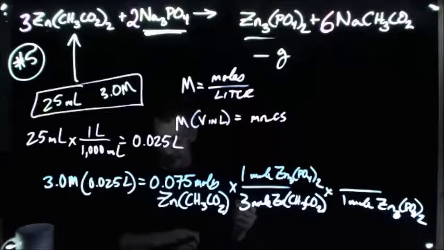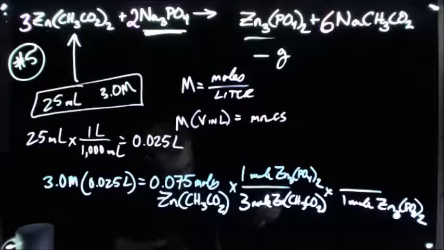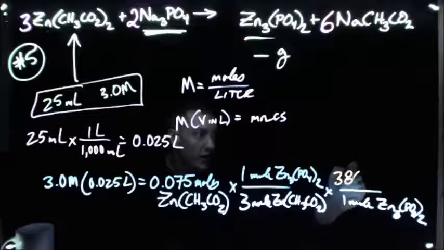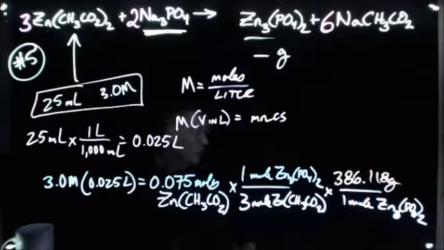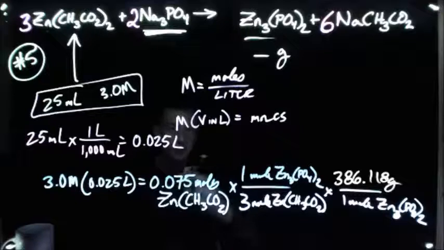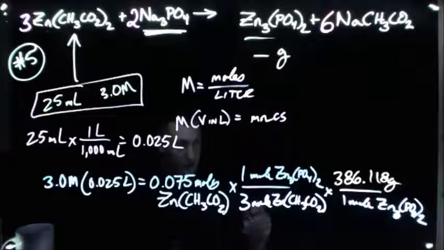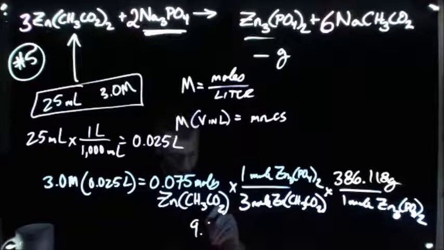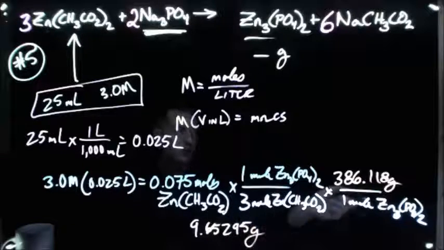has a particular mass, and I think if we go to the periodic table and add that up, it comes out to be 386.118 grams per mole. And then multiplying across, 0.075 divided by 3 times 386.11 gives us 9.65295 grams of zinc phosphate.